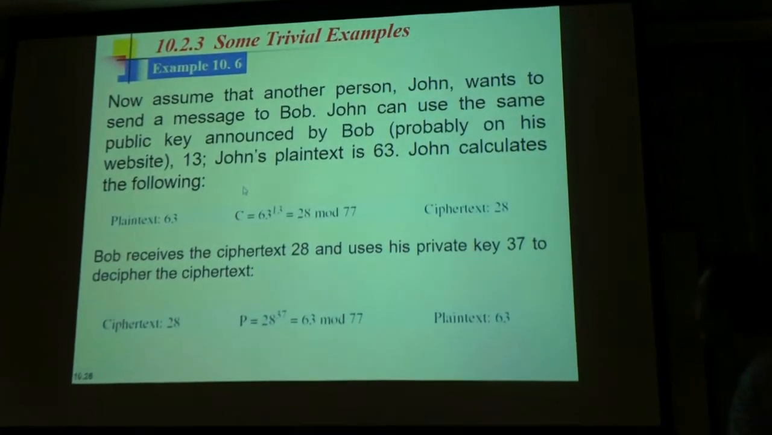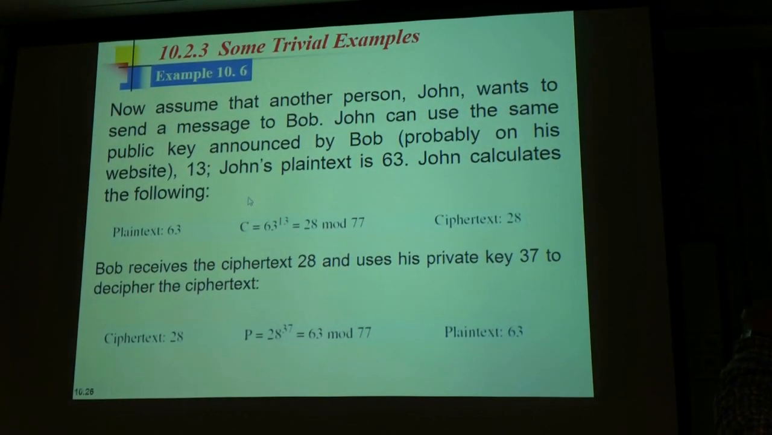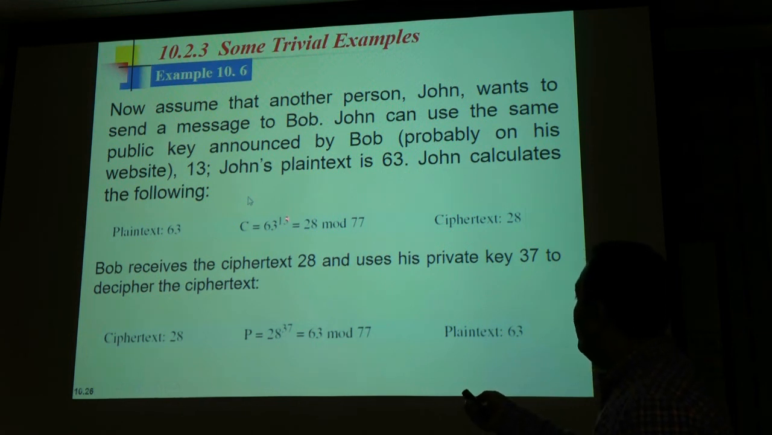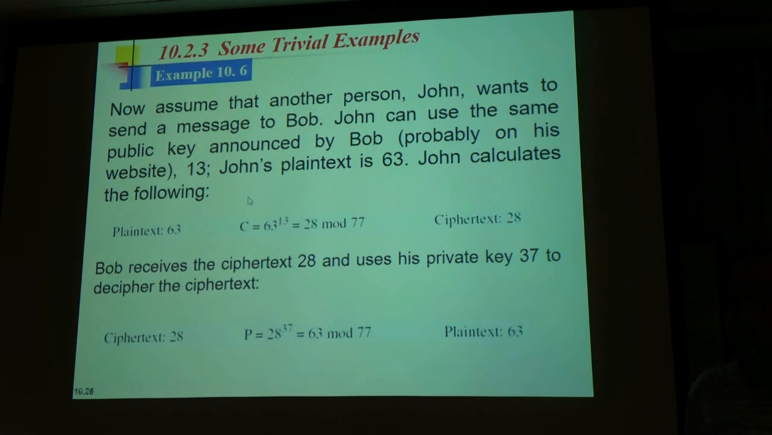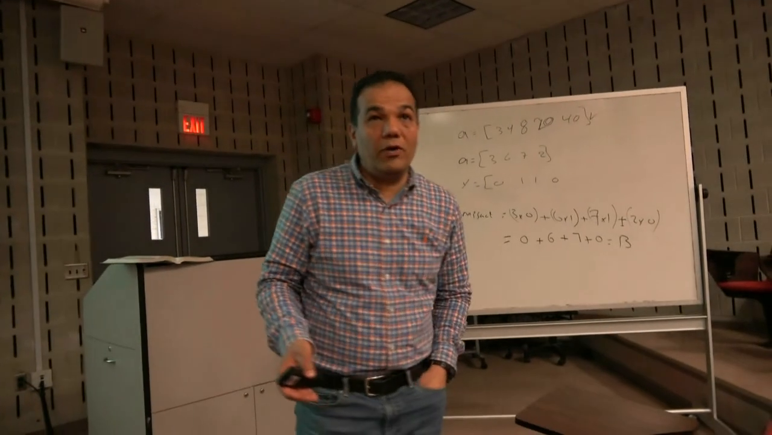So in here, let's take another example. Assume that another person, John, wants to send a message to Bob. John can use the same public key announced by Bob. John's plain text is 63, so you have 63 to the power 13, which gave you 28. Now Bob receives the 28 and uses the same private key, which gave you 63. So this pair is going to work for any plain text and ciphertext. It will work, right? All right.